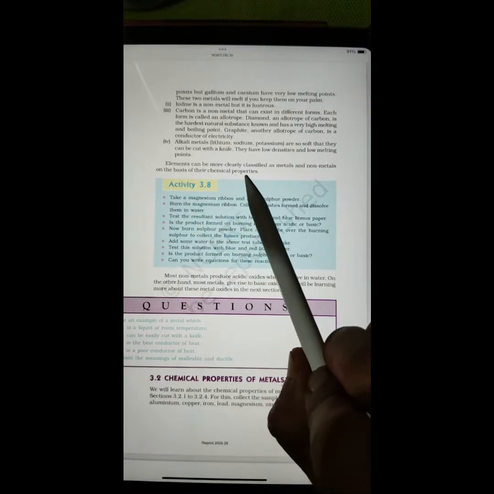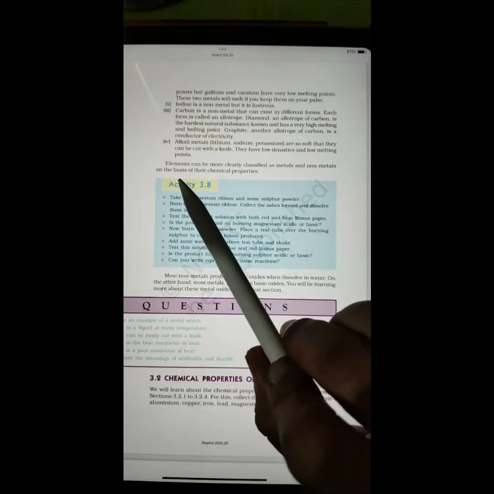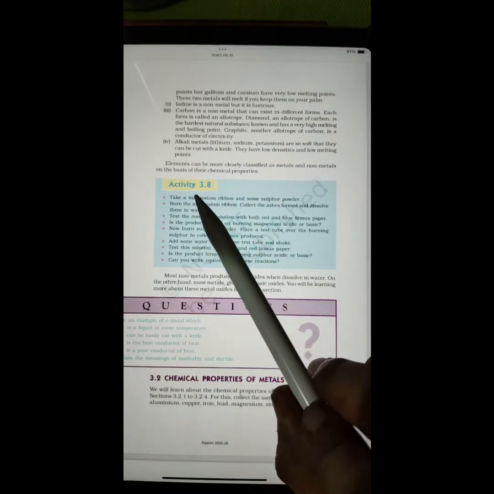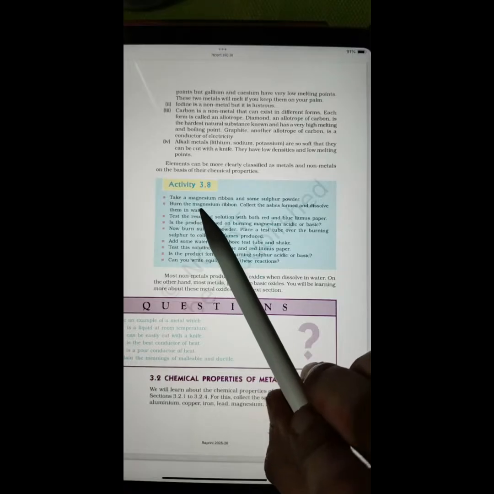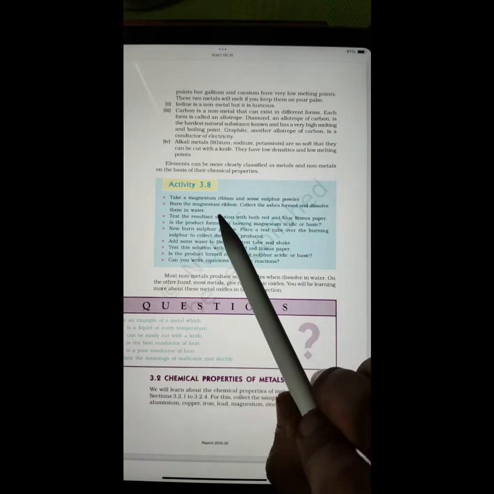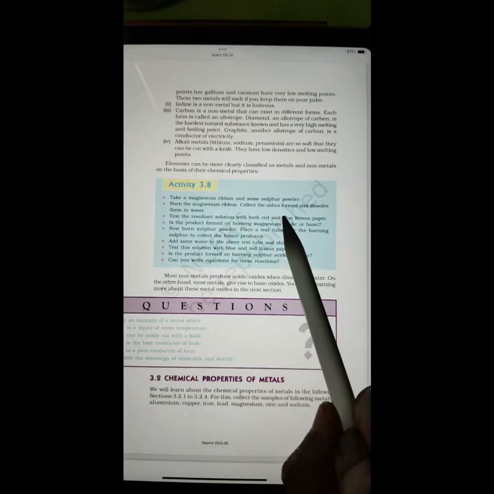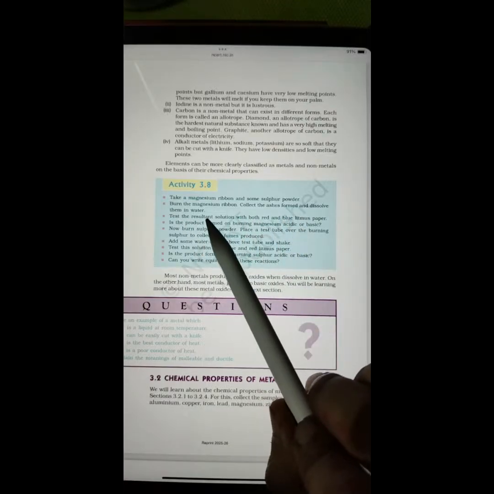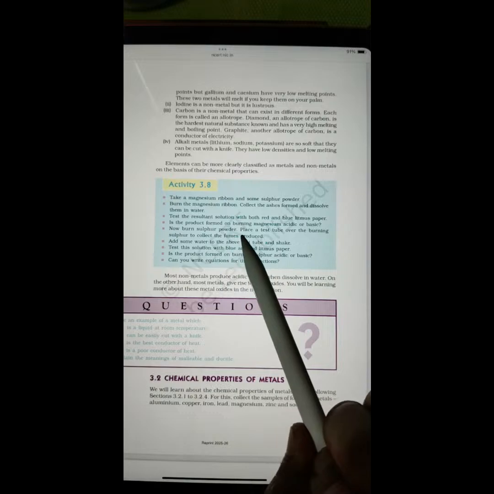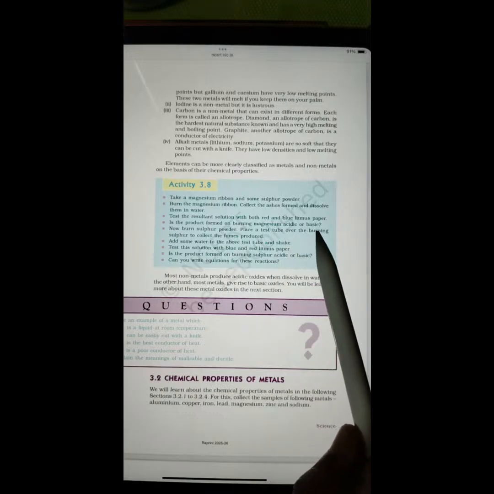Elements can be more clearly classified as metals and nonmetals on the basis of their chemical properties. Activity 3.8. Take a magnesium ribbon and some sulfur powder. Burn the magnesium ribbon, collect the ashes formed, and dissolve them in water. Test the resultant solution with both red and blue litmus paper. Is the product formed on burning magnesium acidic or basic?